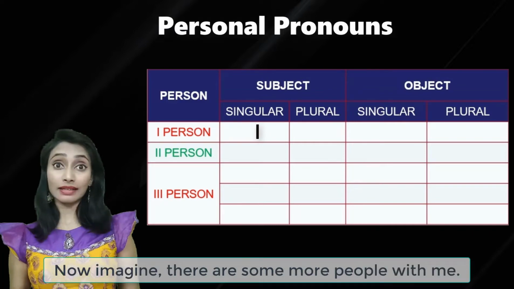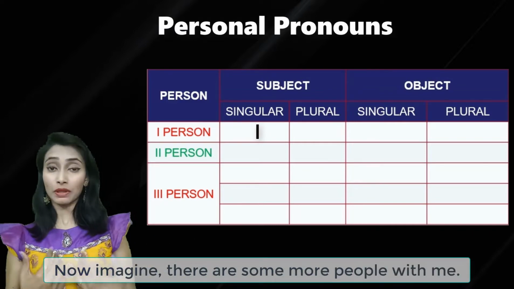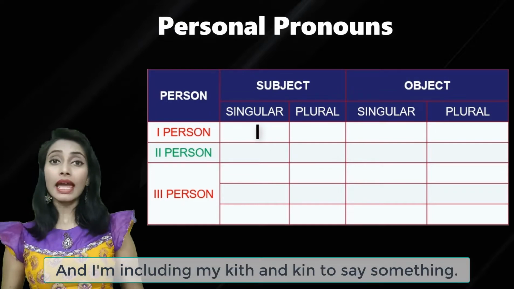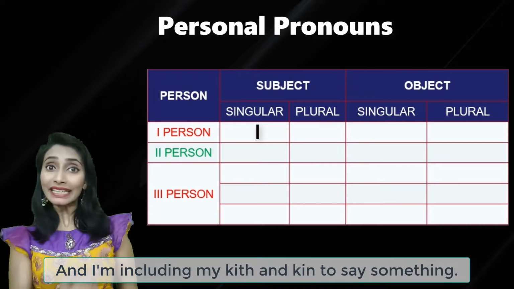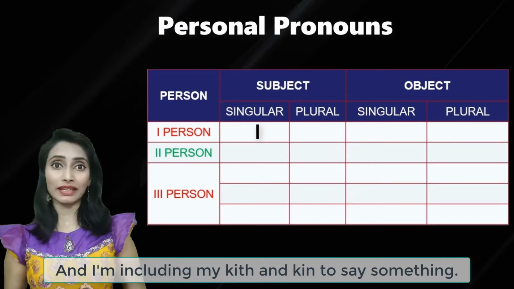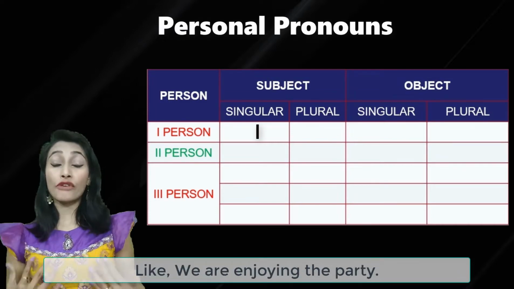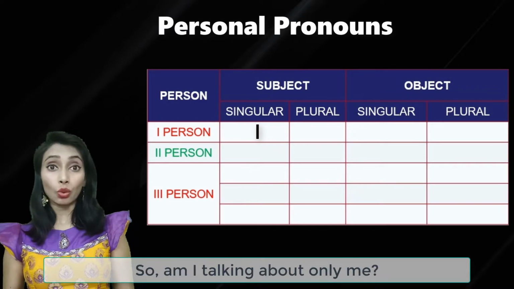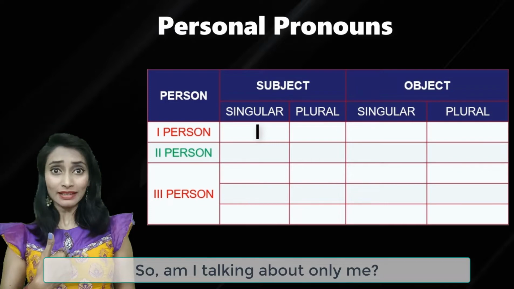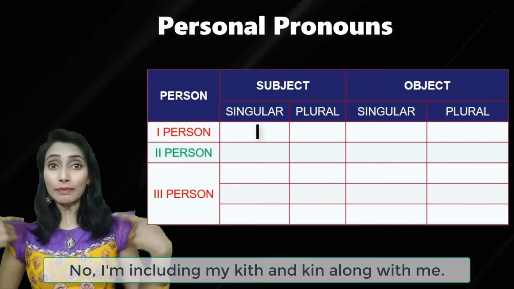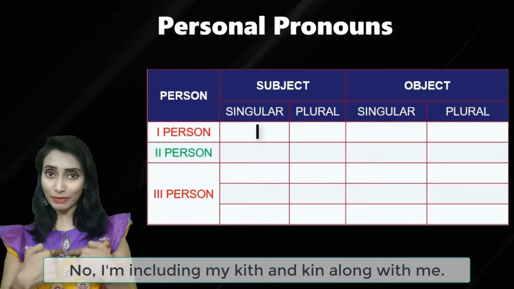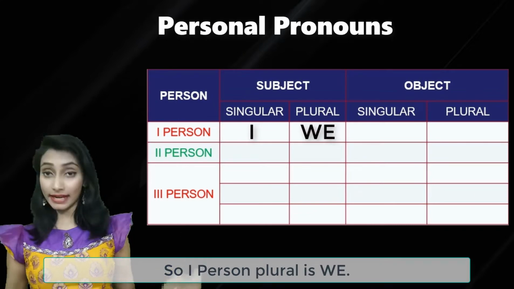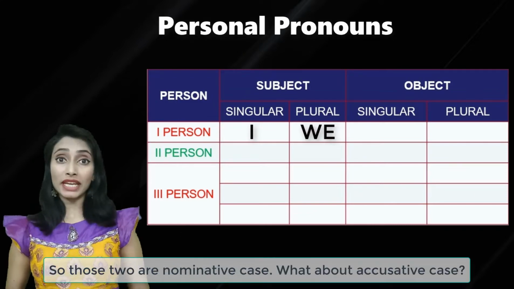And now imagine there are some more people with me, like some kith and kin. And I'm including my kith and kin to say something, like, we are enjoying the party. So, am I talking about only me? No. I'm including my kith and kin along with me. So, first person plural is we. So, those 2 are nominative case.